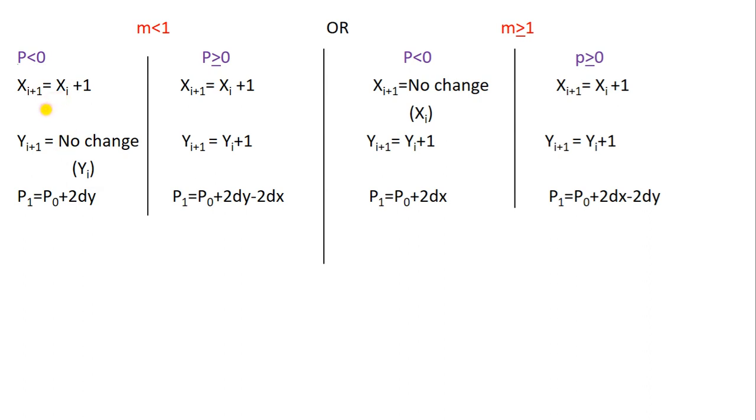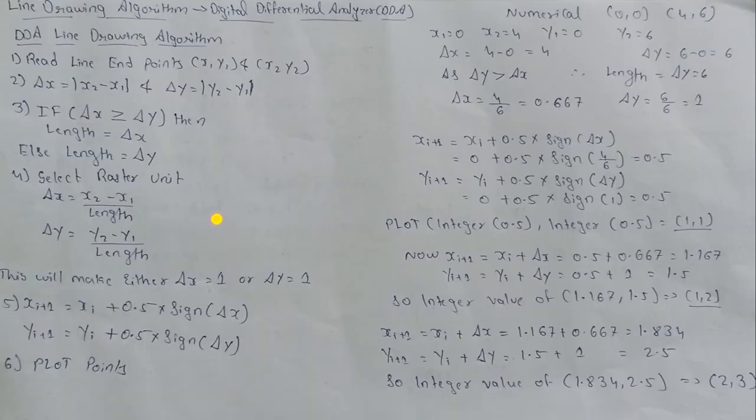We have to take the previous point as the current point. Previous point means xi. Xi we are taking as the current point and we are adding one. Whatever the result will be, that will be xi plus 1. Here, to find out the yi plus 1, we already have yi, the first point and the last point values.